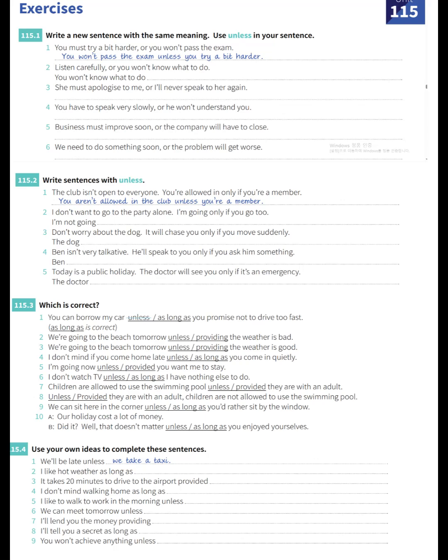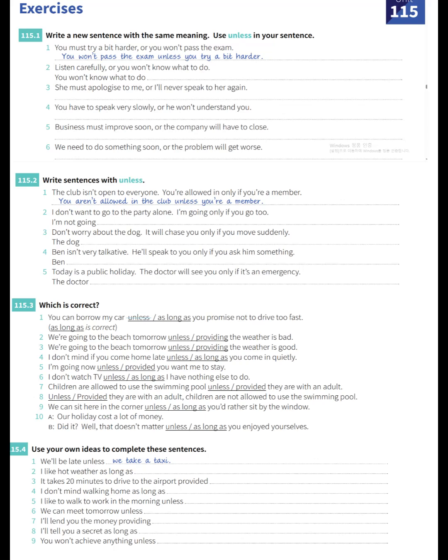We can sit here in the corner unless or as long as you'd rather sit by the window. Unless. We can sit in the corner unless you would rather sit by the window.